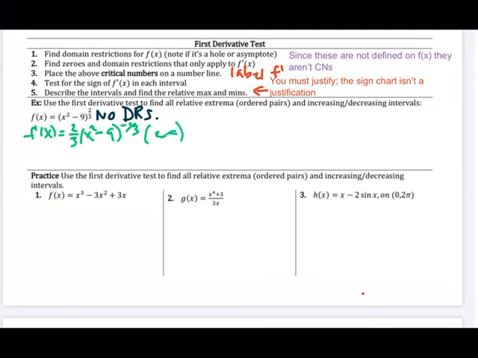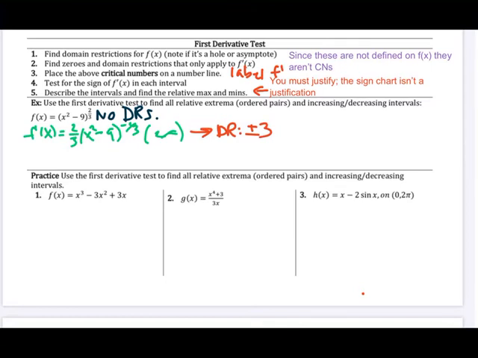Thinking about this, we do have domain restrictions here. (x squared minus 9) to the power of negative 1/3 is going to be in the denominator, and the denominator can't be 0. So we have two domain restrictions, and those are plus or minus 3. x can't be plus or minus 3 in the derivative. So those are things we need to consider when we look for critical numbers.